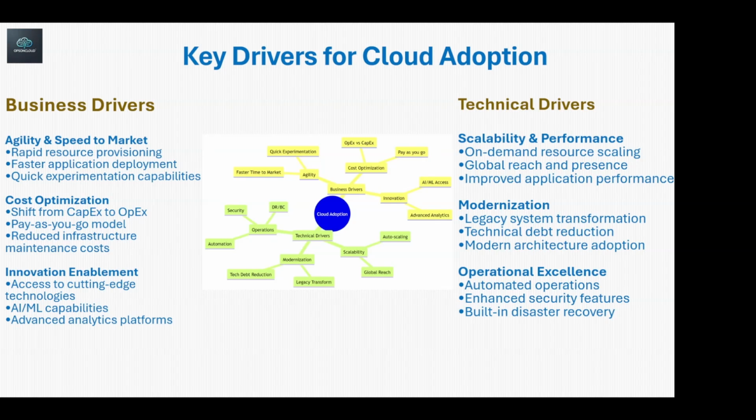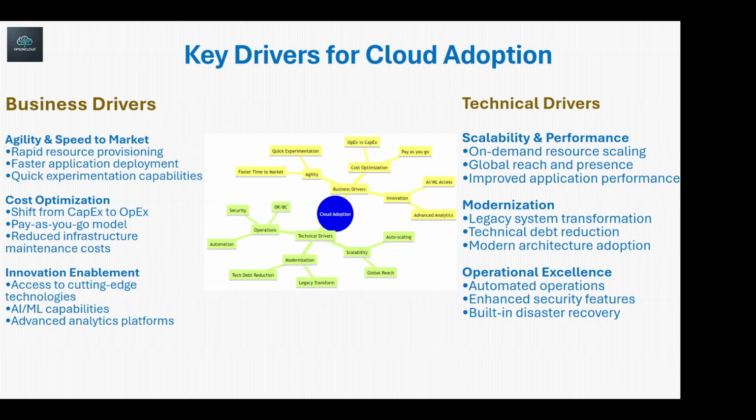To achieve this business goal, to complement these business drivers, it is driven by technical parameters. So what are such technical drivers that help the organization to adapt to the cloud? The first and foremost would be scalability and performance. So it should be on-demand resource getting. That is one of the major advantages of moving into cloud. And you'll have a global reach and presence and improved application performance. So if these are the goals that you want to embrace, then these definitely are the drivers technically to adapt any public cloud.